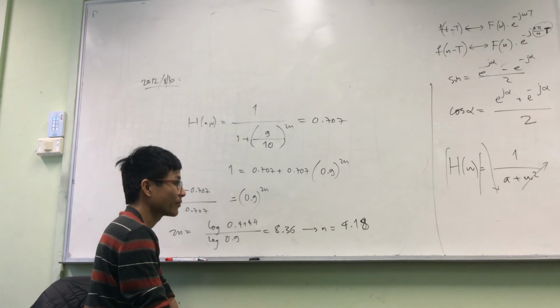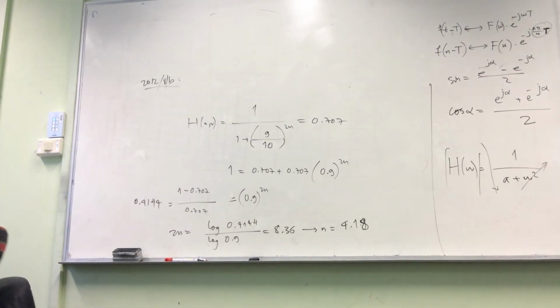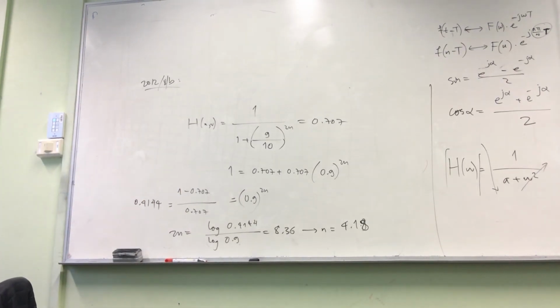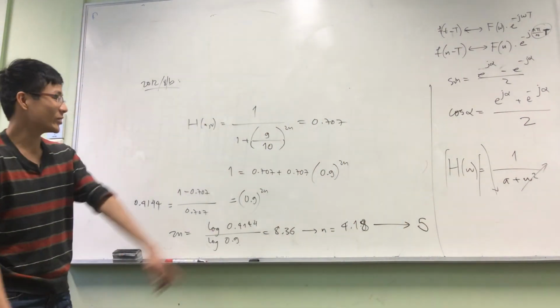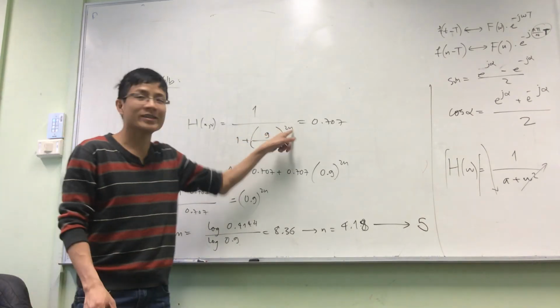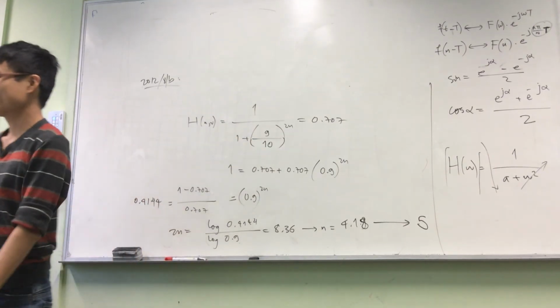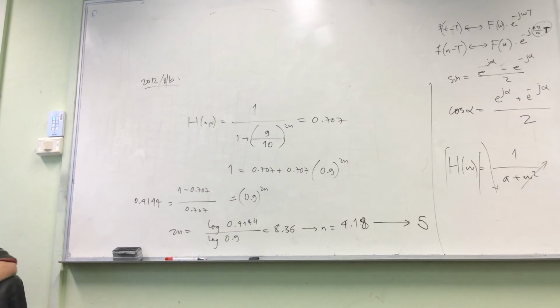It will be 5. So n should be equal to 5. So you go back to this equation and substitute the answer. So what should be the order of the filter? 5. 5 is the order of the filter.